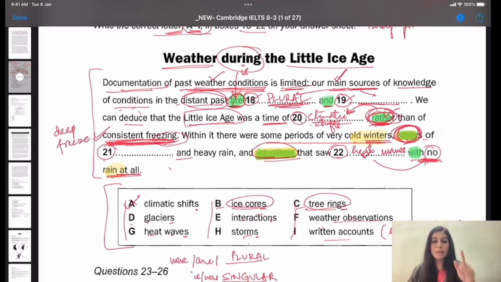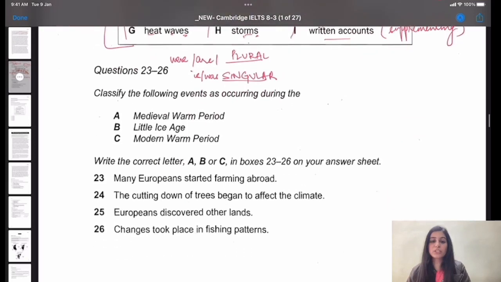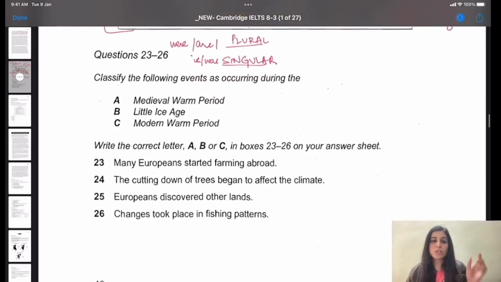Thank you so much. I'll be completing the next set of questions in the next class, which is classify the following events as occurring during ABC. So again, it's a matching events or matching features kind of question.